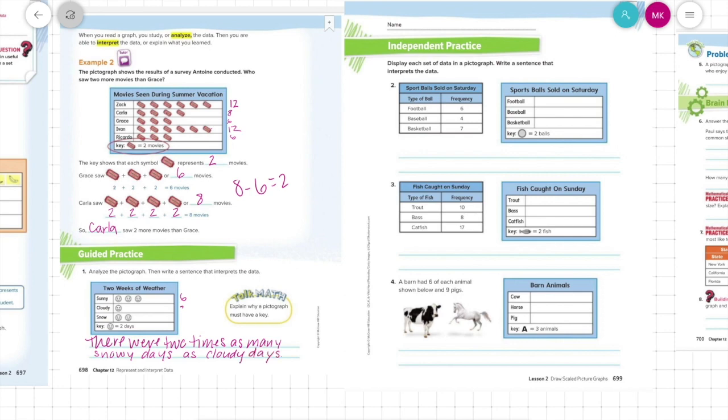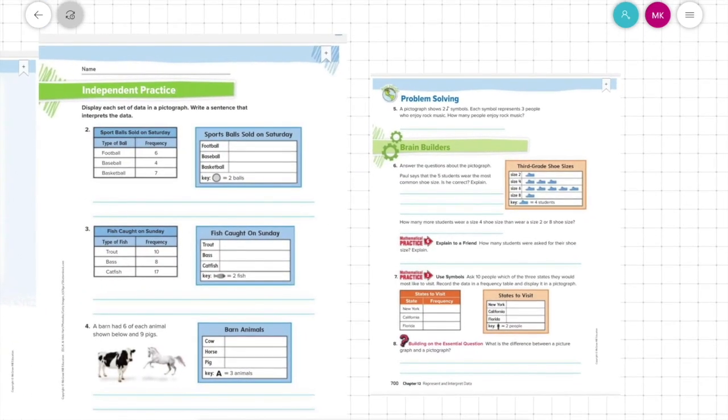All right, let's take a look at our independent practice for the day. Display each set of data in a pictograph. Write a sentence that interprets the data. So you are going to use the information in the chart that's already given to you, and then you're going to convert it over to this chart. So we see that the circle equals 2 balls, so how many balls would we need to be drawing for football? How many for basketball, and then how many for baseball? And then you need to write a sentence that tells me about the data. All right, you need to do that for 3 and 4 as well.